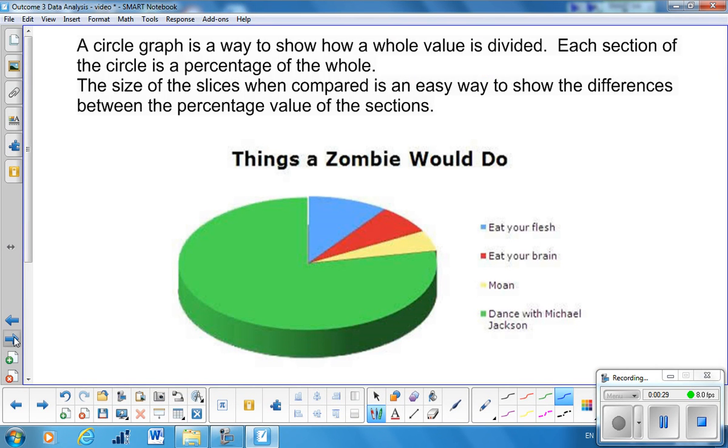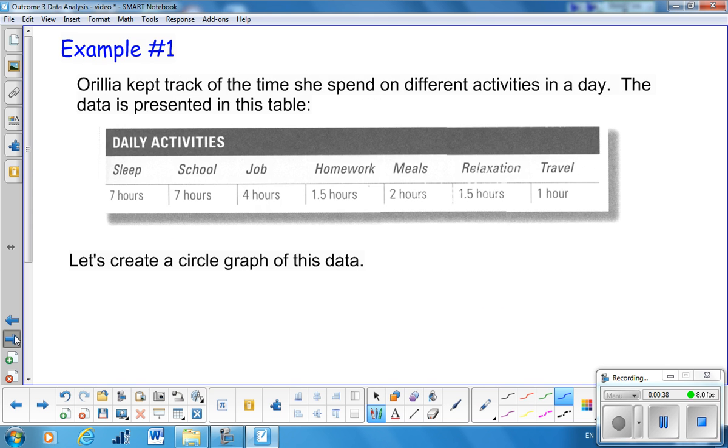The green: dance with Michael Jackson. The yellow: moan. Red: eat your brain, and blue: eat your flesh. Let's look at some examples.